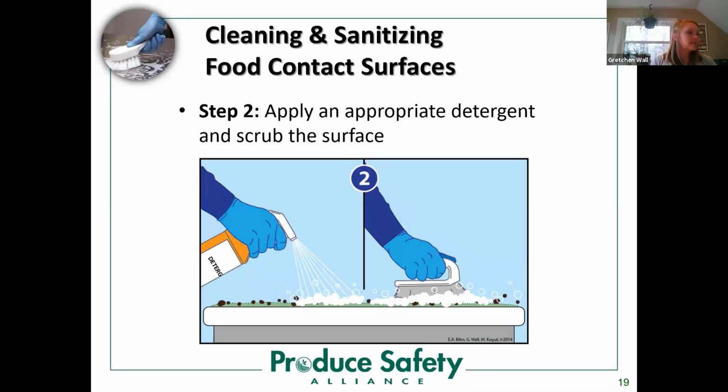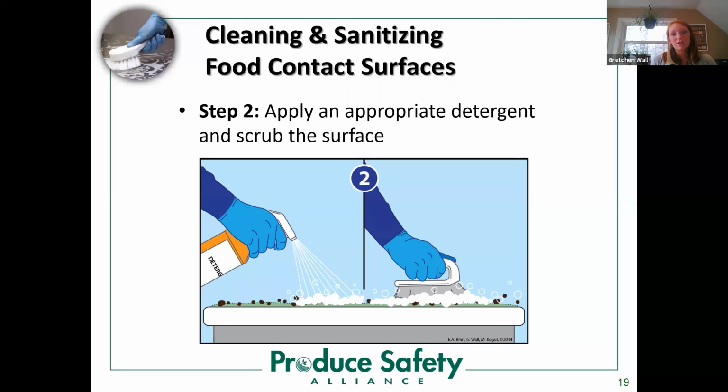This next one really is covering step 2, which talks about detergents. This is really helping them to think about what types of products might be appropriate for this particular use. Are you trying to clean off fats? Are you trying to clean off carbohydrates? Or might there be some other type of soil that they might need to remove?